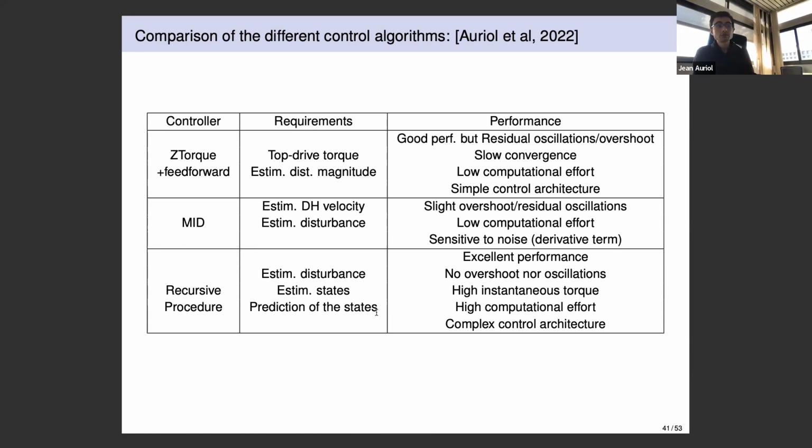Because it requires, for instance, the observer, so it requires solving in real time a partial differential equation, which can be time consuming, whereas the V-torque is basically an improved PID controller, so it does not require an observer that you need to solve in real time. So there is still plenty of work to do.